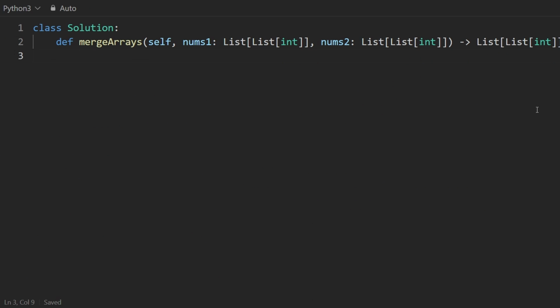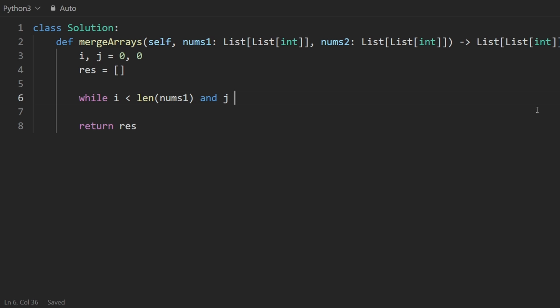Okay, so I'm going to start by having two pointers, i and j. Both are going to be initially 0, and then we're going to have our result, which is going to be an array. That's what we're going to return at the end. And so the first step is going to be while i is less than the length of the first array, and while j is less than the length of the second array.